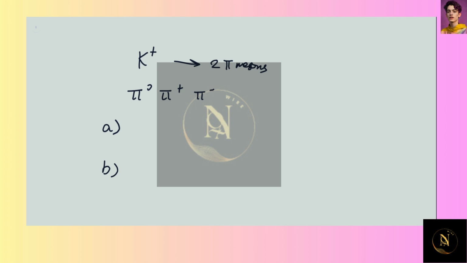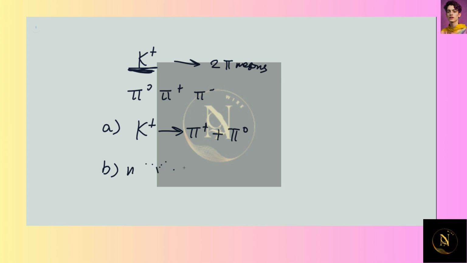So for the first part, the charge must be conserved. Because we have positive charge over here, there must be a positively charged meson. And then for the next one, the 2 pi mesons, the other one must be a meson without charge, and this is the only possibility. And then we can find the mass decrease.